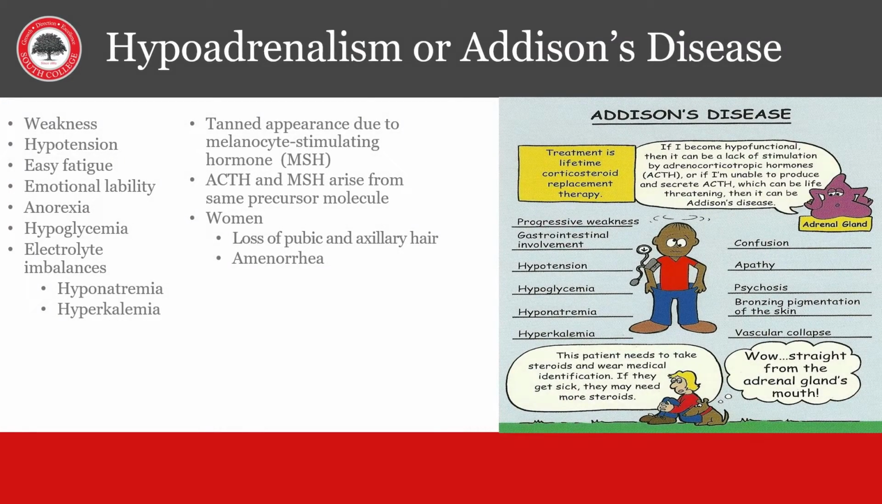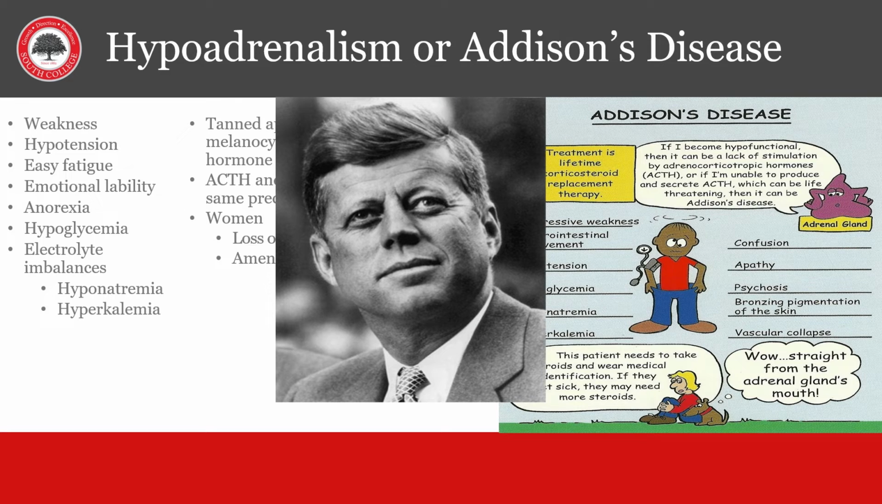Lack of ACTH from the pituitary can result in a lack of cortisol in the body. This can result in adrenal insufficiency or hypoadrenalism. Patients with this condition can have fatigue, hypotension, hypoglycemia, electrolyte abnormalities, anorexia, and confusion. These patients have to take oral corticosteroids their entire life. President Kennedy had Addison's disease and was on oral corticosteroids. This may help you remember this disease.